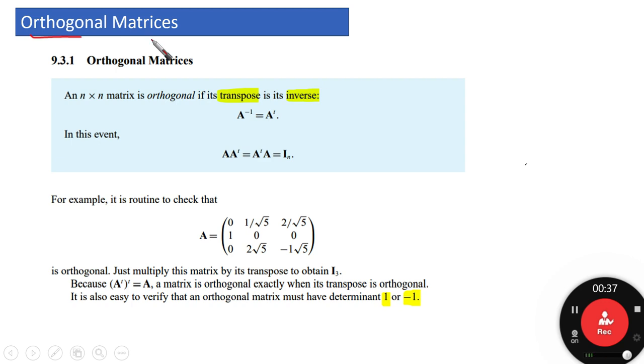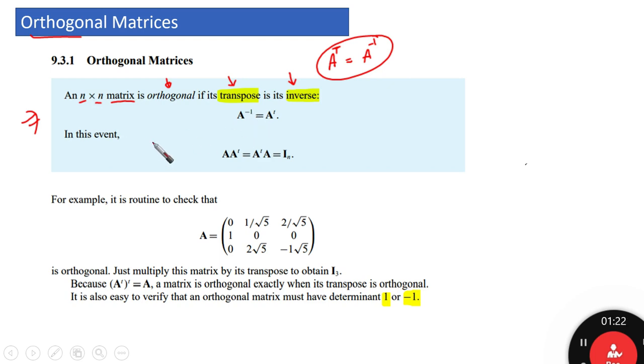The definition of orthogonal matrices is going to be like this: an n by n matrix, so it should be n by n, is orthogonal if its transpose, take care of this, is its inverse. Means that the transpose of the matrix is its inverse. So if they are the same, then we call that this matrix is orthogonal.